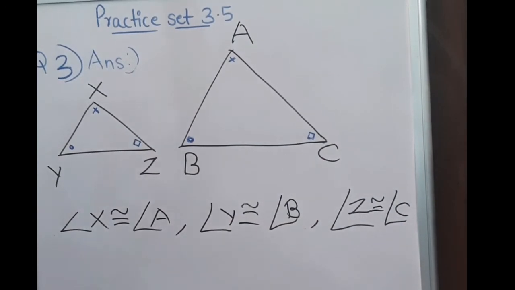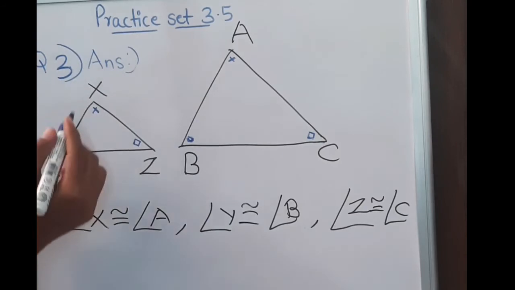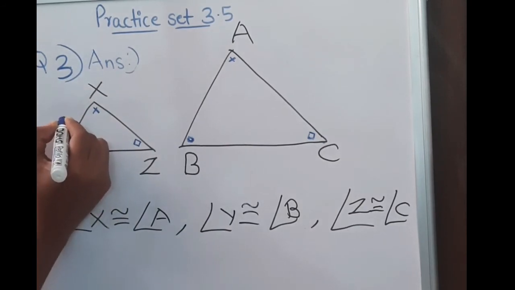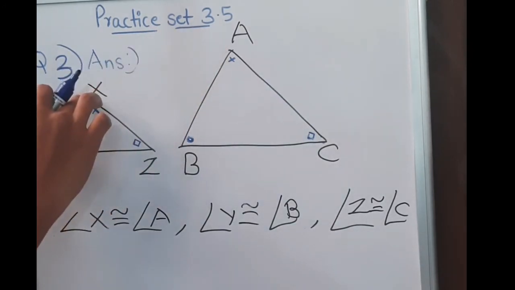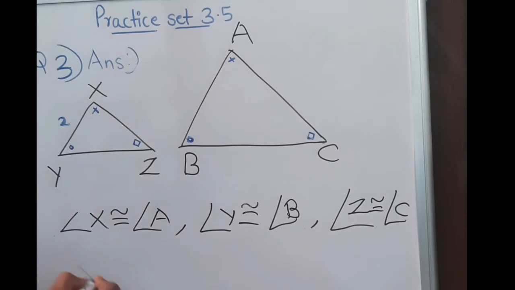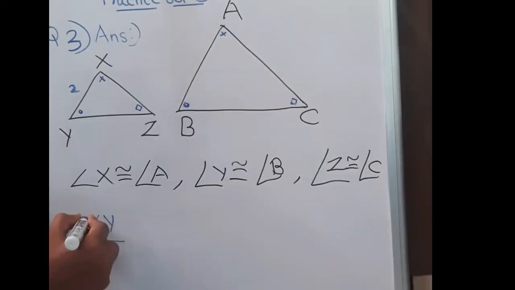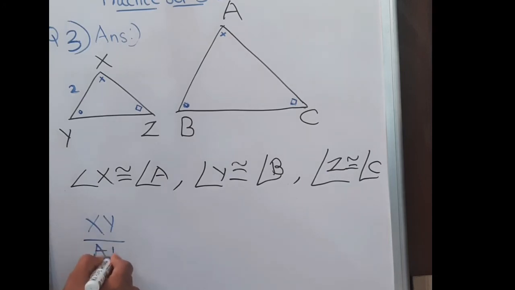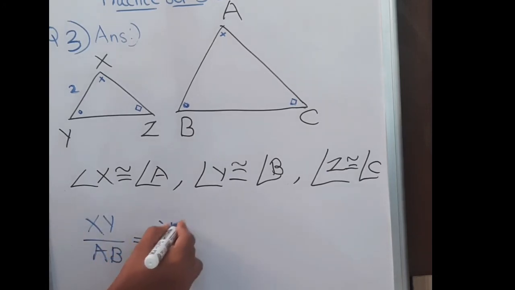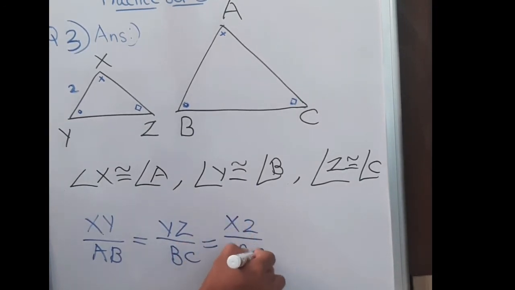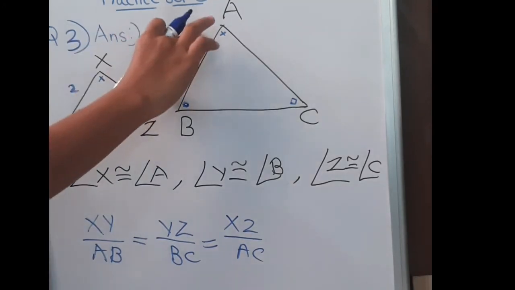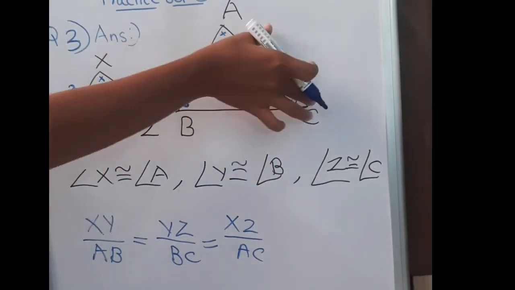Coming to the next step, that is to show the lengths of corresponding sides by numbers in proportion. If you are taking XY as 2 cm, then AB should be in proportion with XY, right? What's our proportion? XY upon AB is equal to YZ upon BC is equal to XZ upon AC. This is our proportion.